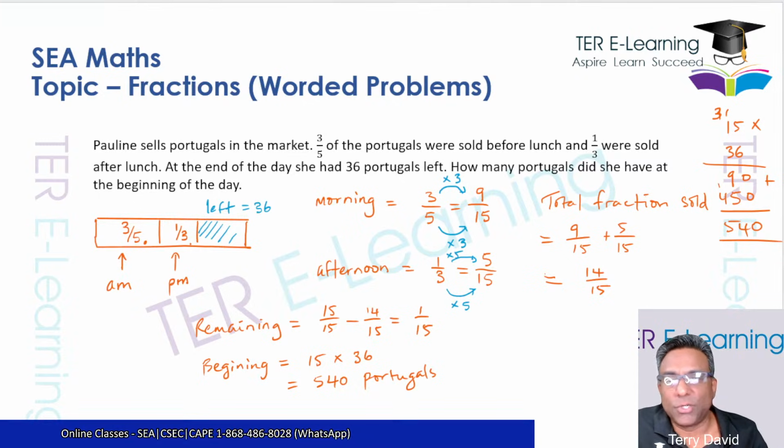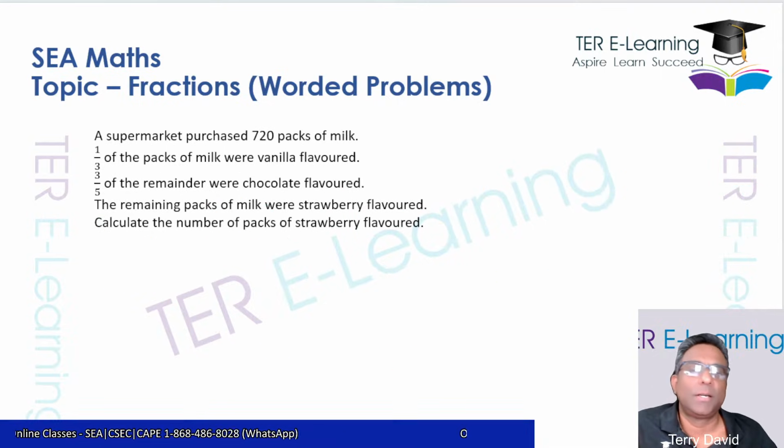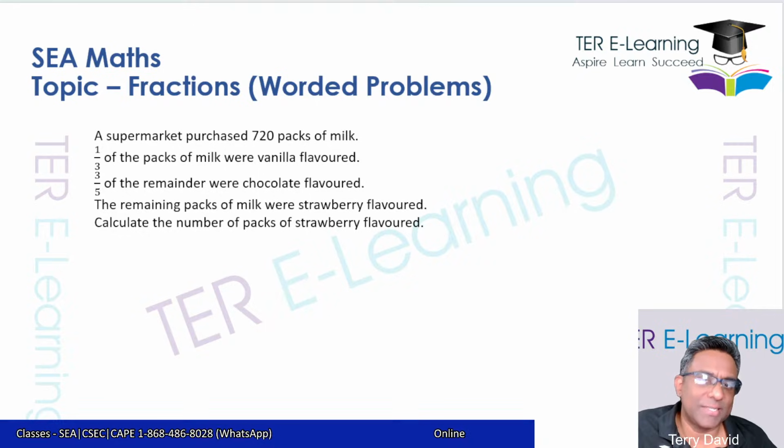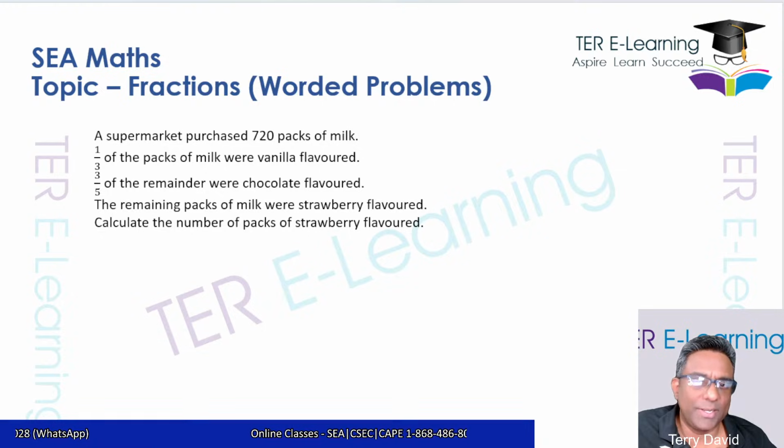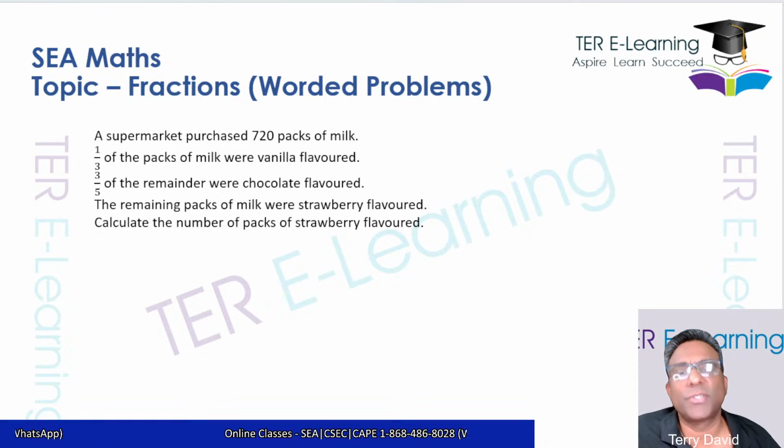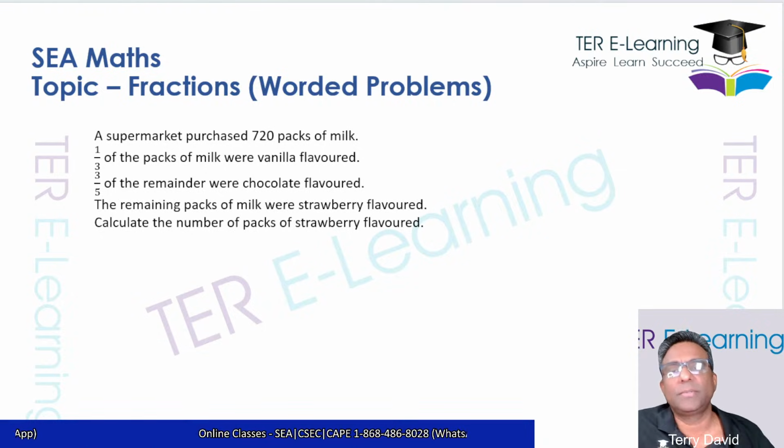Right. Let's look at the next question here now. A supermarket purchased 720 packs of milk. 1/3 of the packs of milk were vanilla flavored. 3/5 of the remainder was chocolate flavored. The remaining packs of milk were strawberry flavored. Calculate the number of packs of strawberry flavored, right?